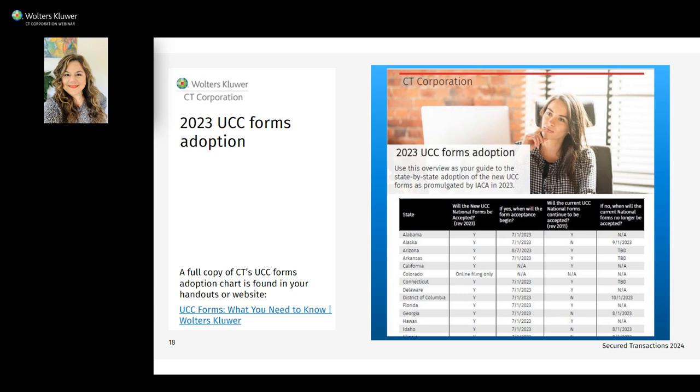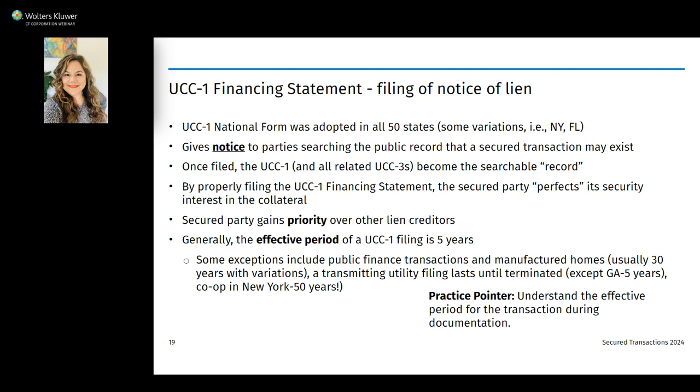First of all, you'll see that the state is on the left, similar to the last chart that we looked at. And then it's going to say, will the new UCC national forms be accepted? Notice that Colorado only allows online filing. So no, they're not going to accept any forms at all. You have to e-file there. As opposed to California, which yes, they are accepting the new forms. If yes, when will the form acceptance begin? Well, it's already begun. We're good. Will the current UCC national forms continue to be accepted? Yes, they will. In other words, the old one from 2011. And if so, when will the current national form no longer be accepted? Well, right now, we're still accepting it in California. And again, you can get that in your materials, okay?